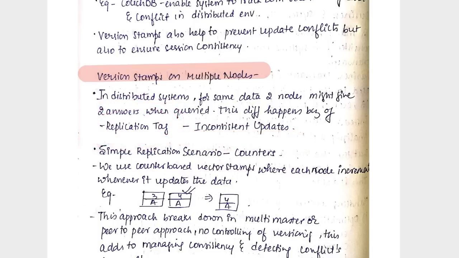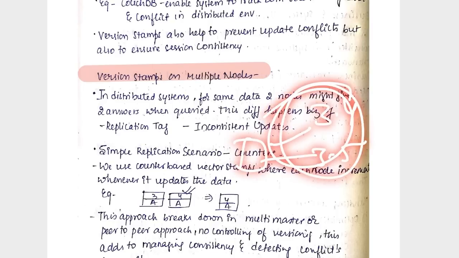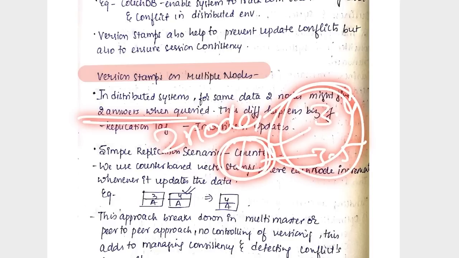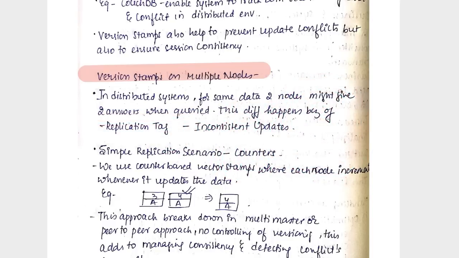Then we have inconsistent updates. That is, both nodes have processed conflicting updates independently, leading to diverging versions of the same data. This might say 3.4, this might say 3.5. That is, a difference is being shown by two nodes when I'm trying to access the same data. So what is the simple approach? That is a simple replication scenario by making use of counters.